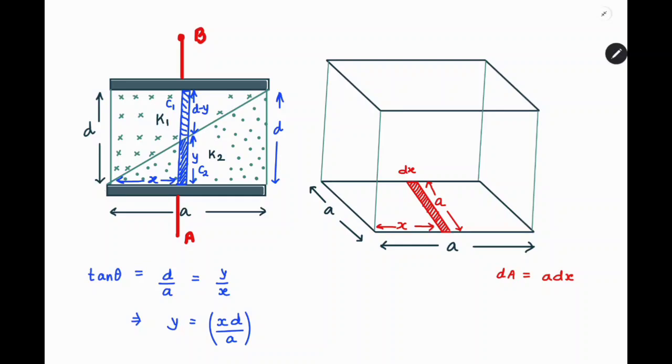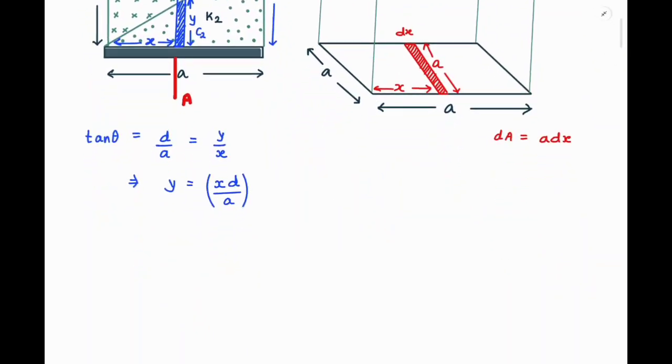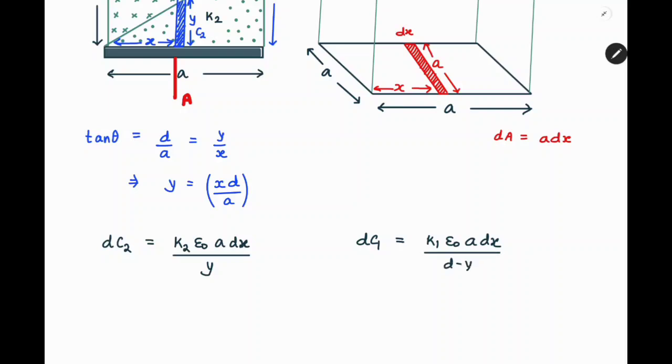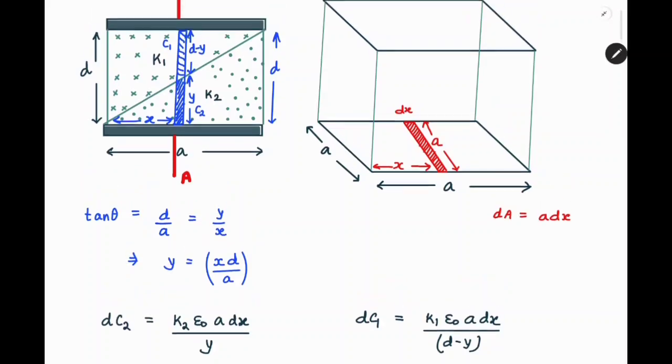Now if we write the capacitance values dC1 and dC2: dC2 is equal to K2 epsilon naught, the area is a dx, and the separation here is y. So this is dC2, with dx the elemental patch. And dC1 we write as K1 epsilon naught a dx, and the separation this time is d minus y. So this is the value of dC1.